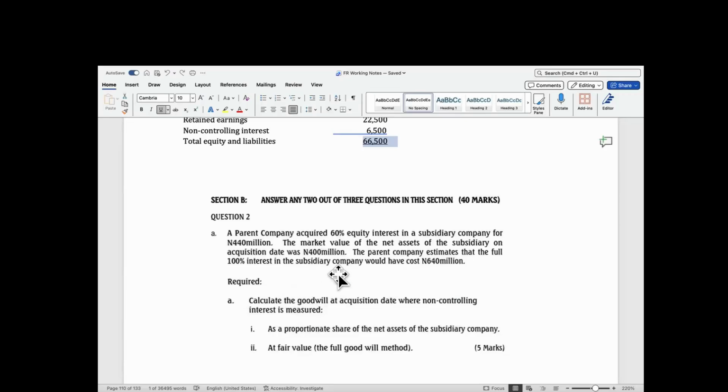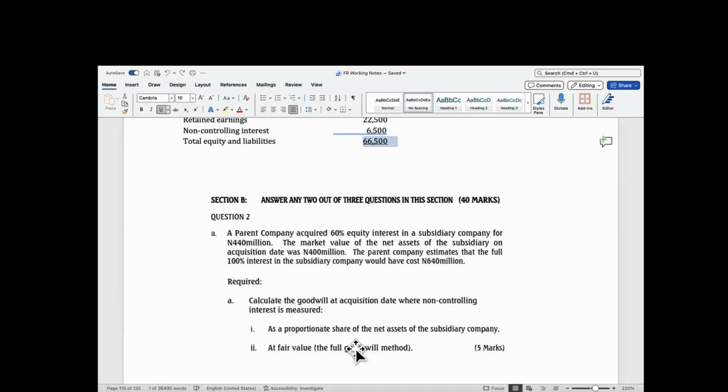Then you compare that against the net asset of the subsidiary. You see, net asset of the subsidiary is the same thing as the equity of the subsidiary. So if you are doing proportionate share, you just do 40% times the net asset of the subsidiary. Because they gave you the market value of net assets, does not mean you're using full or fair value method. No, you are not, because it's still the net asset of the subsidiary.